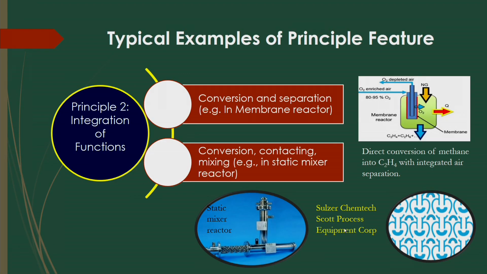And direct conversion of methane into ethylene with integrated air separation is also one important example. In that case, conversion and separation are the functions, and these functions are integrated in an intensification process. And you will also see in the picture shown in the slides how this intensified reactor can be developed based on a microchannel reactor, a microreactor, and also some static mixers being used for the intensification of the mixing there.